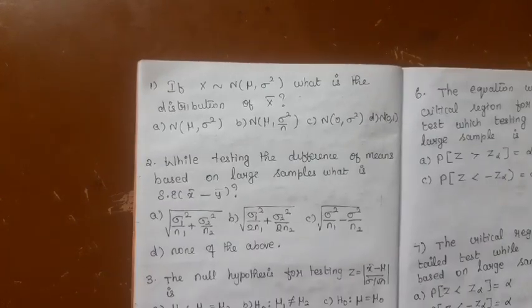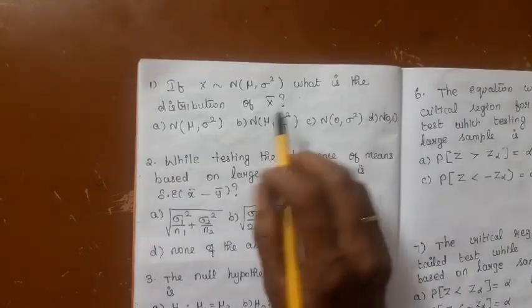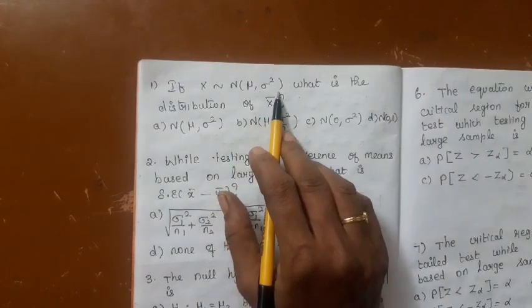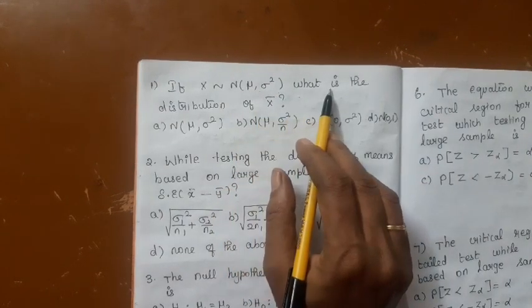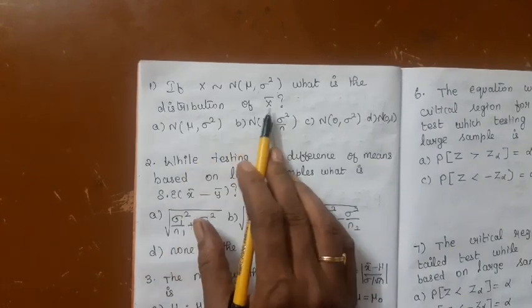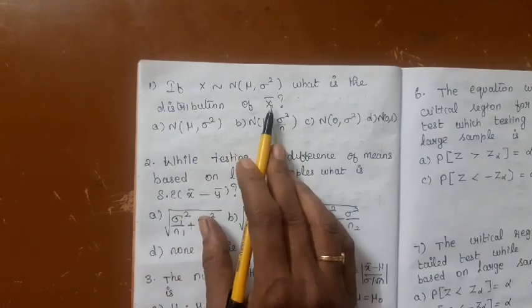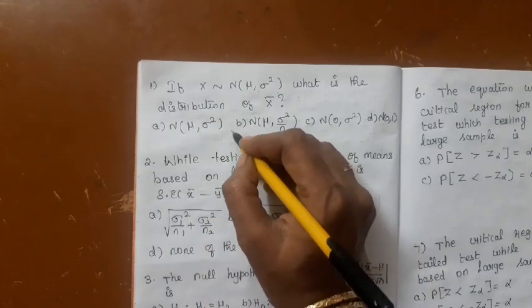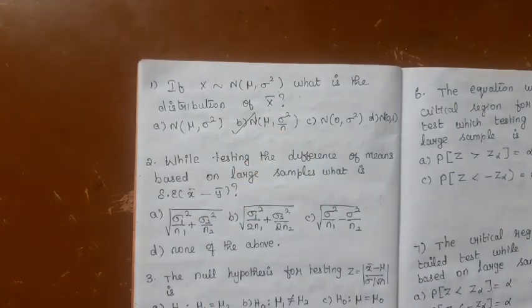Now let us go to the questions for today's video. If x follows normal distribution with mean mu and variance sigma square, what is the distribution of x bar? X bar follows normal distribution with mean mu and variance sigma square by n. Option B is the correct answer.